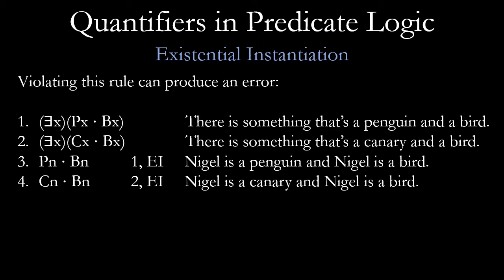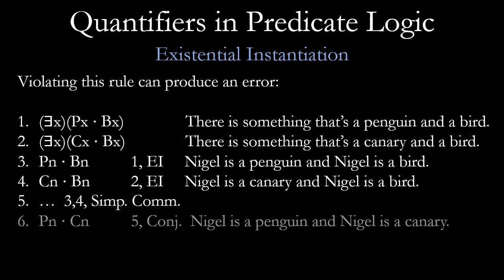Right? Now we're going to run into a problem because we have violated that rule that we described in the previous slide. We've taken a second existential instantiation but we've used the same constant as in a previous line, but we cannot do that. Now watch what happens. So through simplification and commutation, we end up with Pn and Cn. Basically, we're just kind of switching things around a little bit, but with all these additions, we have Nigel is a penguin and Nigel is a canary, right?